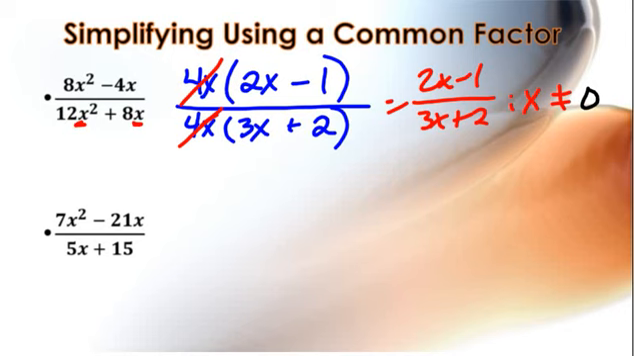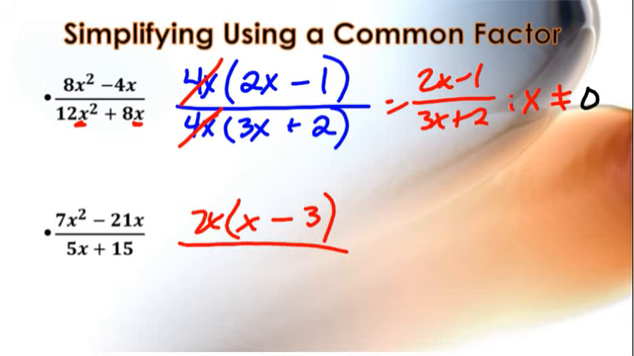Next one, 7x squared minus 21x. Common factor is 7x. 7x squared divided by 7x is just x. 21x divided by 7x is 3. In the denominator, common factor of 5x and 15 would just be 5. That leaves me with x plus 3. Looking at what I have in common, there's nothing in common, so that would keep my answer.